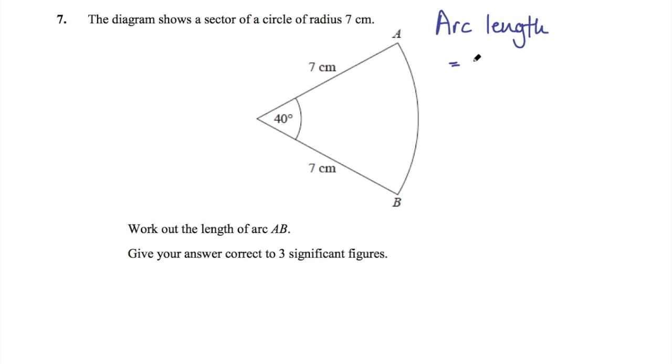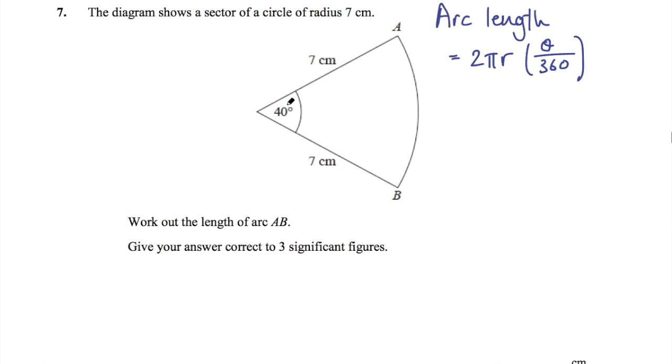So you take the circumference of a circle, 2 pi r, that's the whole distance around the whole circle, and then you just take the fraction of the circle you're looking at, and to find that you take the angle at the center. So let's just call that theta in this formula, divided by 360. So that's the formula for an arc length, and then we just have to substitute in the values they've given us. So here we've got 7 for the radius, so this is going to be 2 pi times 7, multiplied by 40 over 360.